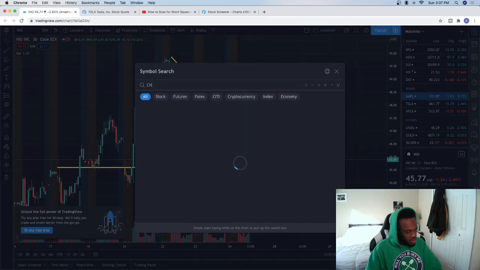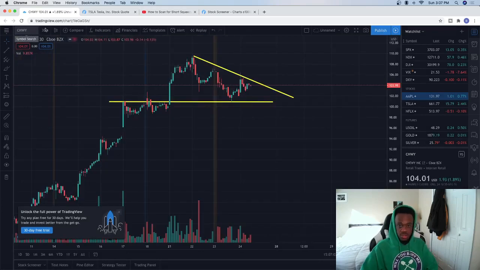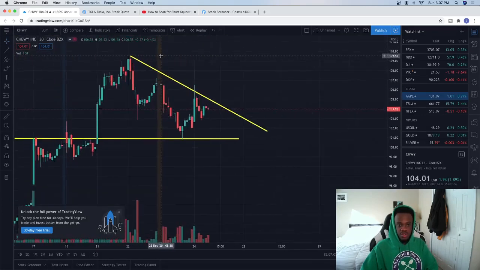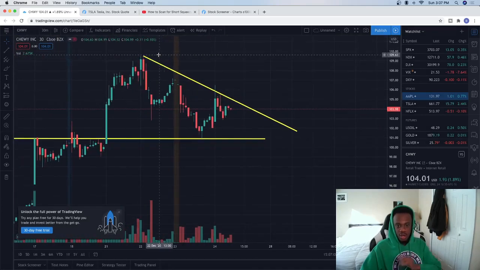Let's see, Chewy. So here's a Chewy chart right here, almost forming another wedge in this one. Also, it has this level right here of $100. It was some resistance right there. Once it was able to pass, it was able to bounce off of here pretty well. And right now it's kind of at the top of this trend line. As you can see, once it hits this trend, it kind of breaks back down. So maybe some Chewy puts off the open, depending on how it trades. I really don't think it's going to break past this trend.